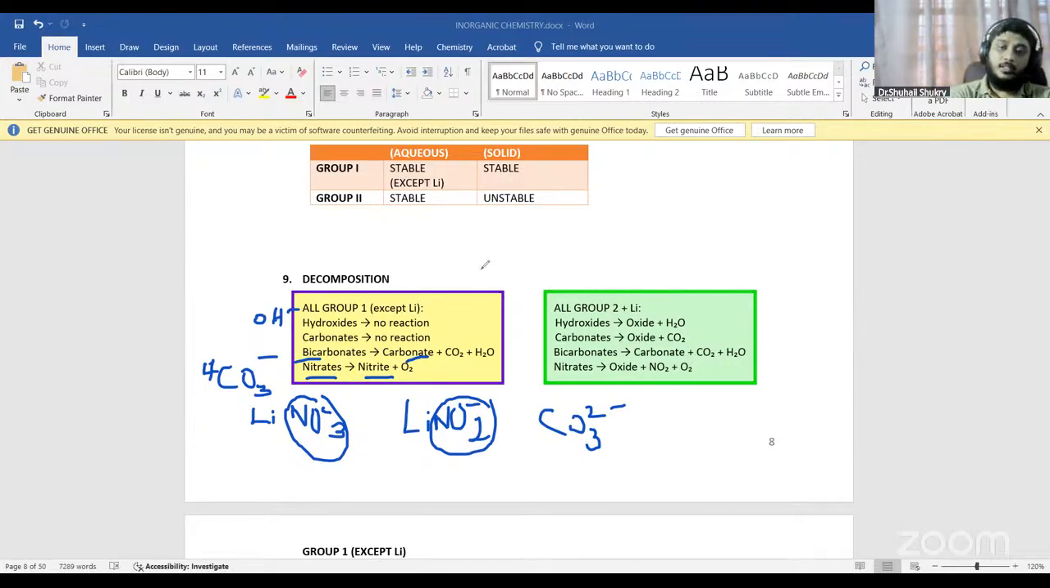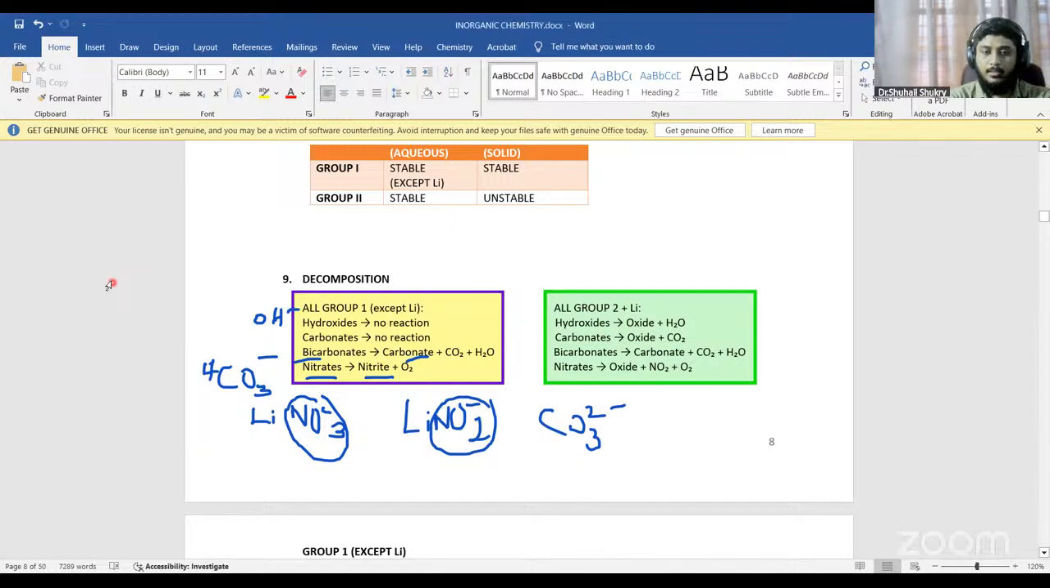But how do group 2 and lithium behave? Group 2 and lithium act in the same way. The hydroxide will give the oxide and water. Carbonate will give the oxide and carbon dioxide. Bicarbonate will give the carbonate, carbon dioxide and water. Nitrate will give oxide, NO2 and O2. So this is how they will react.